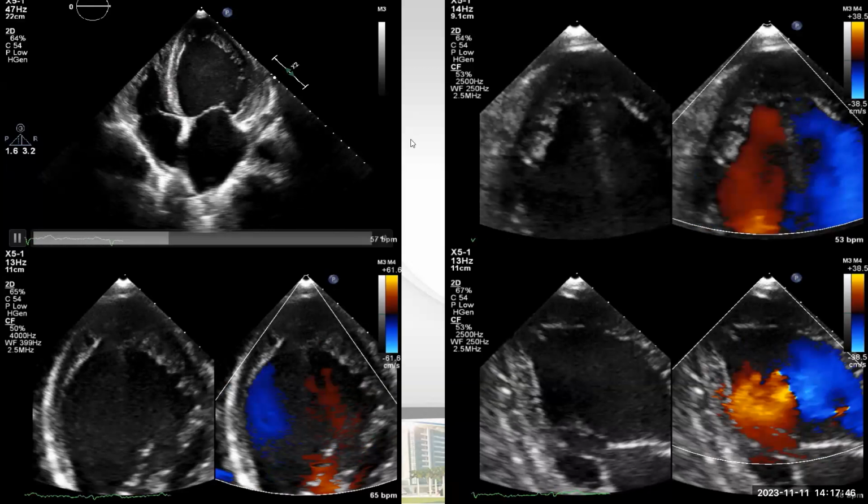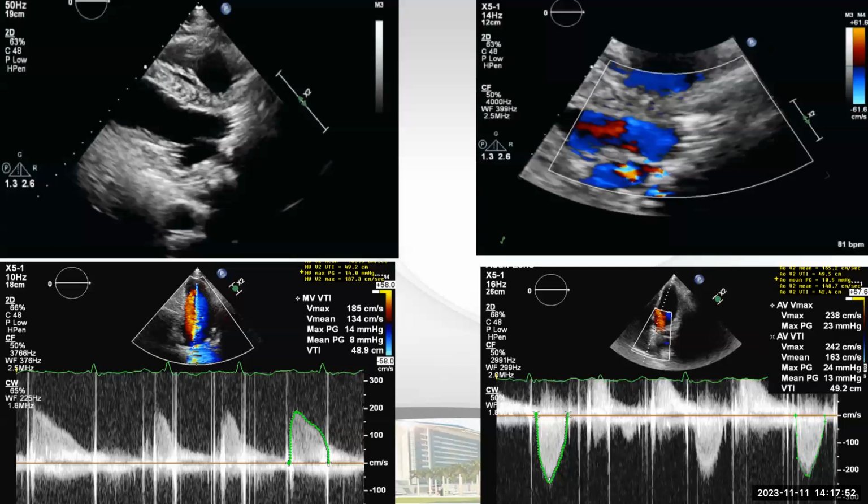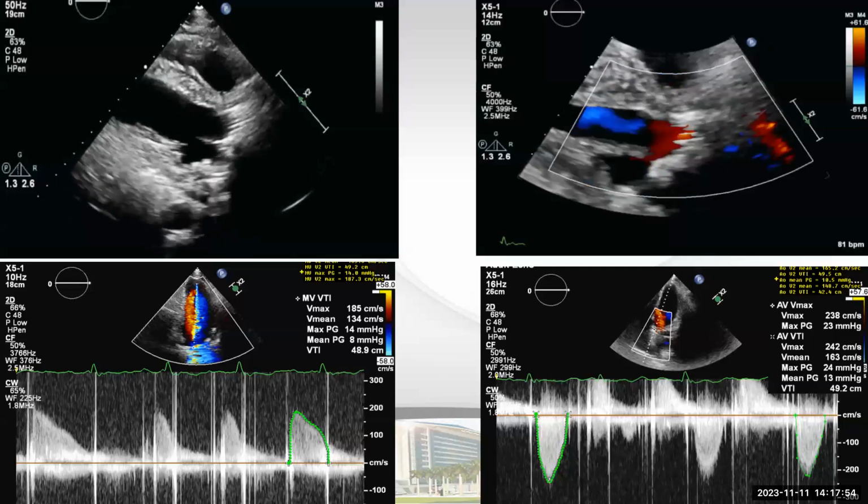Excellent. So LV non-compaction, severe LV dysfunction, dilated LV, and dilated left atrium. Okay, next.